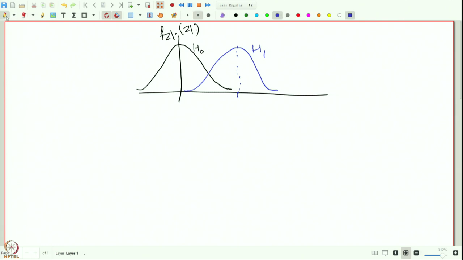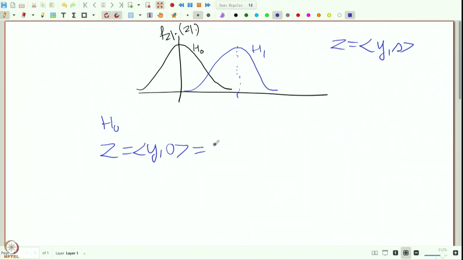Now the question is, what are the means and variances of these two Gaussians? First of all, why are these Gaussian? Yes, because S of t is a known signal. If you take S of t plus N of t and convert them to numbers, you're just doing Z equal to <Y, S>. So under H0, Z is equal to <Y, 0>, which is equal to 0.